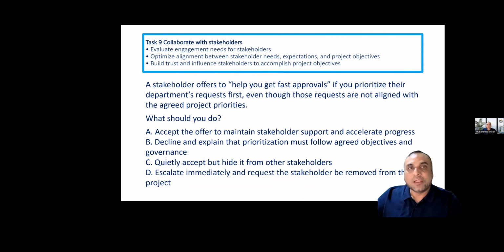A stakeholder offers to help you get fast approvals if you prioritize their department requests first, even though those requests are not aligned with the agreed project priorities. Whether it's aligned or not, we need to be very careful while answering these questions. Accept the offer, decline the offer, quietly accept, escalate immediately. We will not accept, right? We will not quietly accept. So A and C are out of the league. Remaining are B and D. Decline and explain the prioritization must follow agreed objectives and governance. Better answer. So yes, B is actually the better answer.